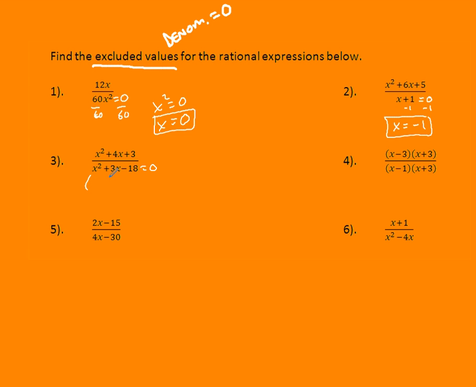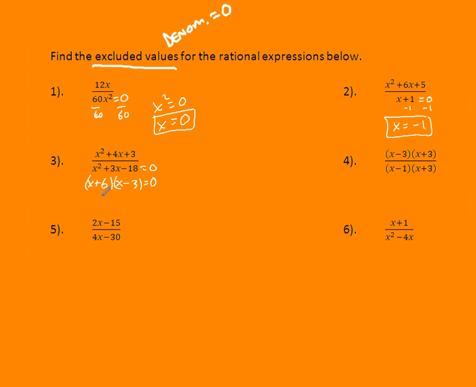have to set the bottom equal to 0 by factoring. So factors of 18 that subtract to 3 should be 6 and 3 with an x in each. The bigger number gets the sign in front, and the only way to make it negative 3 is if it's negative 3 equals 0.